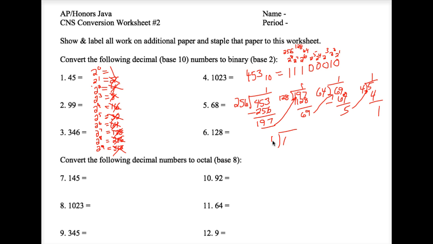1 does divide into 1, and the remainder is 0, which means we're finished with the problem. And that 1 that we just successfully divided into 1 gets added there to the end of this final answer. So there you have it. The decimal number 453 translates to the binary value 111000101. Now you can have fun with these 6 problems.